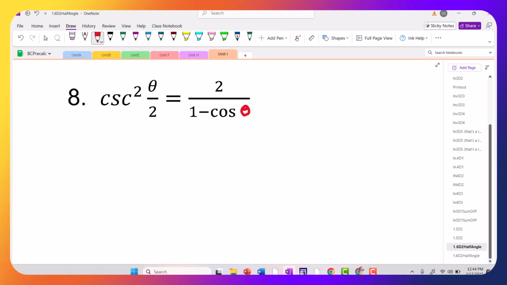Do we have a cosecant squared rule? Or no, do we have a cosecant of theta over 2 rule? No, but who do you have? Who's related to cosecant? Sine. And I think you know that we have to work with the left side.